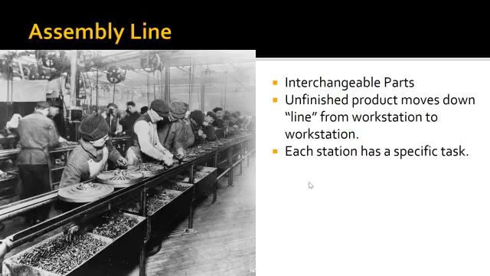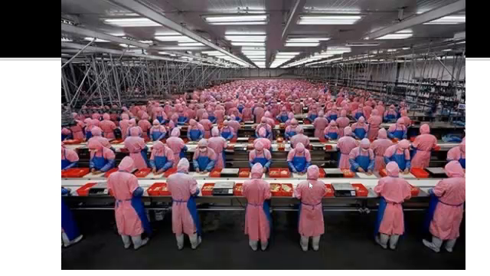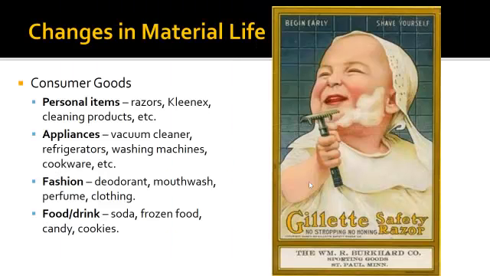In modern day, the assembly line is still widely used. This is a photo of an iPhone factory in China, and as you see, a lot of the same techniques are still used in industry today. So all this increased technology, as well as the lowering of prices because of industrialization, is going to lead to significant changes in material life, the way that people are going to carry out their daily tasks.